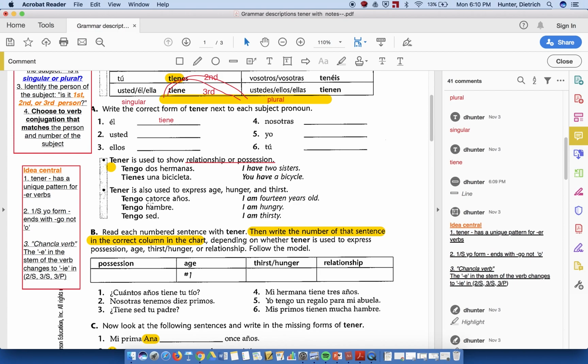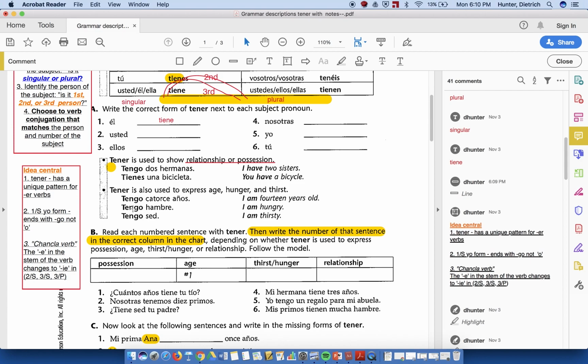But if you would like to, again, you would just simply use tener plus the number of years plus años to tell your age. We don't use ser to tell age. We've gone through this a bit in class. Let's go on to the next two. You can also use tener to express feelings or needs, right? Like hunger and thirst. You can also use it to say that you're tired, right? So, tengo hambre, tengo sed.